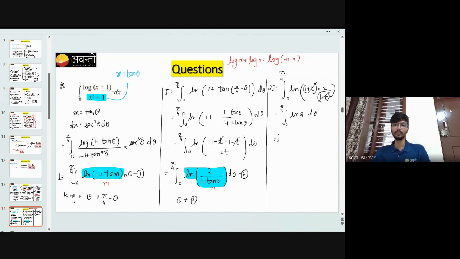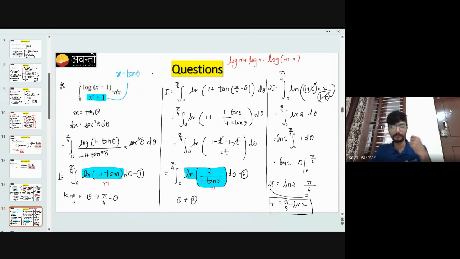Simple. ln 2 is constant. So ln 2 comes out, integration 0 to pi by 4 of 1 d theta. What is the integration of 1? Integration of 1 is theta from 0 to pi by 4. That means this is ln 2 into pi by 4. This is the value of 2I. So what is the value of I? It will be pi by 8, 2 will multiply with 4. Here, pi by 8 ln 2. This is my answer. Again, it was a very good question.